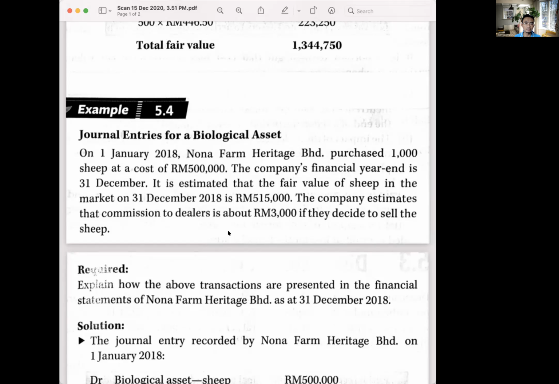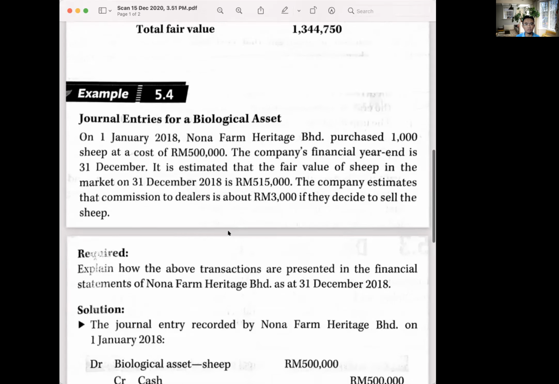Jadi there is an increase in fair value, 15,000. The company estimates that the commission to dealers is about 3,000 ringgit if they decide to sell the sheep. This is cost to sell. Explain how the above transactions are presented in the financial statements of Nona Farm as at 31st December 2018.